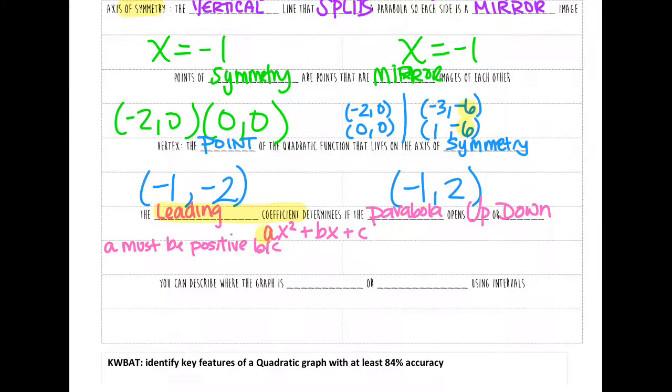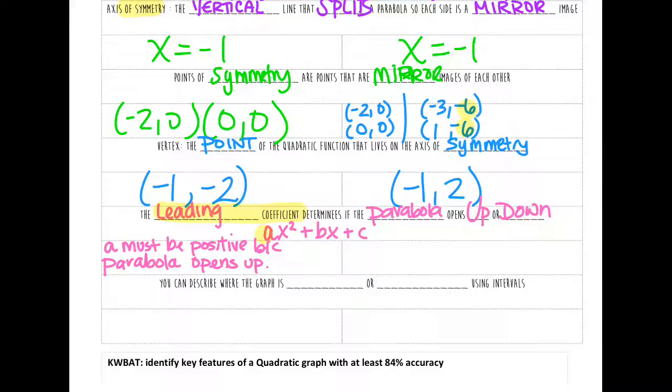So for my answer in this box, I would write a must be positive because the parabola opens up. Go ahead, write what you think would be our answer for the second graph. And then hopefully it matches what I decide to write.